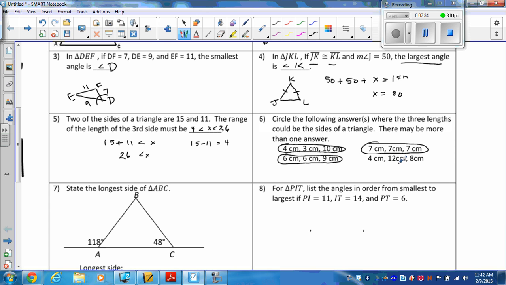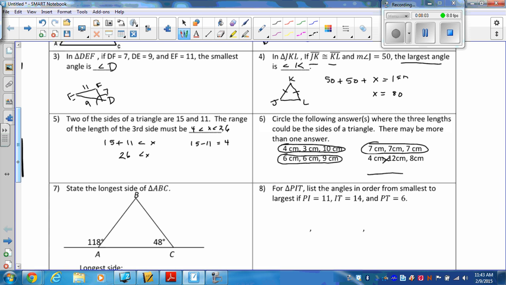4 plus 12 is greater than 8. 12 plus 8 is greater than 4. And 8 plus 4 is equal to 12. So this one is not a possibility because it would just be this side being 12, this side being 8, and this side being 4. So it wouldn't form a triangle. It would actually just form a straight line. So this one is not a possibility.